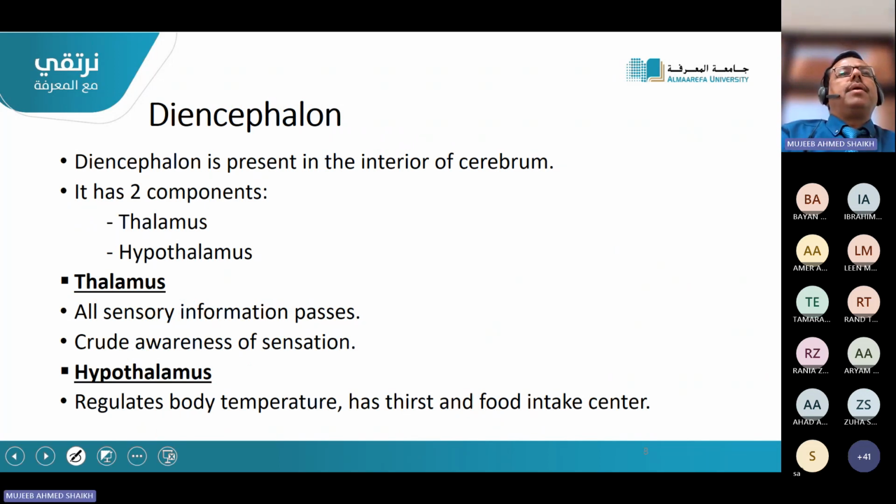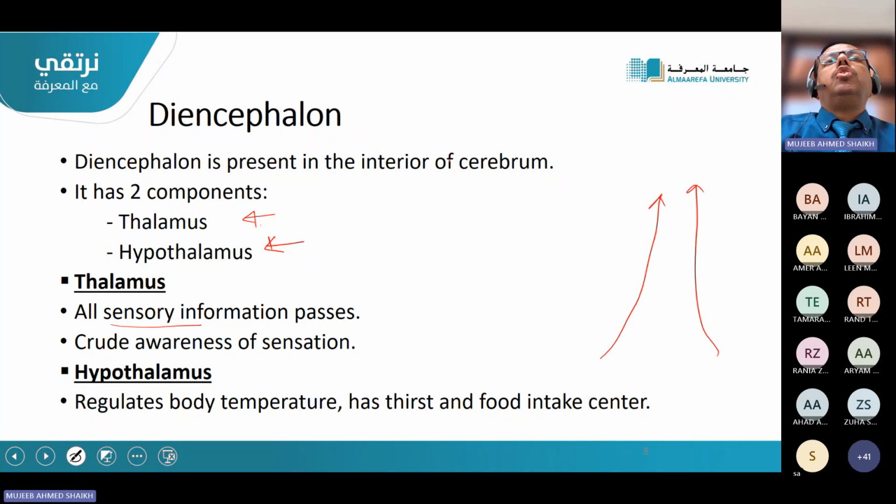Okay, coming to the second part, that is called the diencephalon, which consists of two important organs or areas called the thalamus and hypothalamus. The function of the thalamus is that every sensory information passes through it. What is the meaning of sensory information? Any incoming signal should pass through a structure called the thalamus.